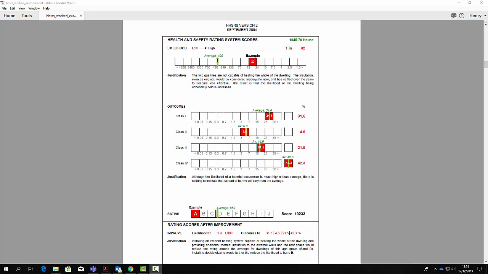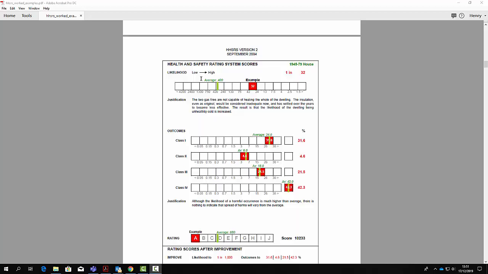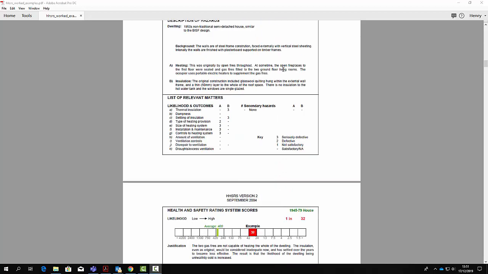And it also tells us here that the average property in the UK is a 1 in 400 chance of there being some kind of ill health occurring in that property over a given 12-month period, which is actually remarkably high when you think about the fact that we've got something like 20.5 million properties in the UK that are residential. So the justification is related to these deficiencies.